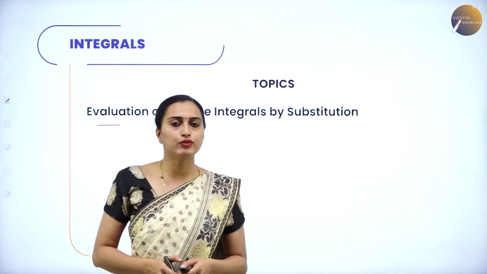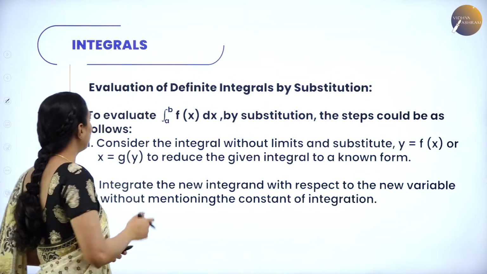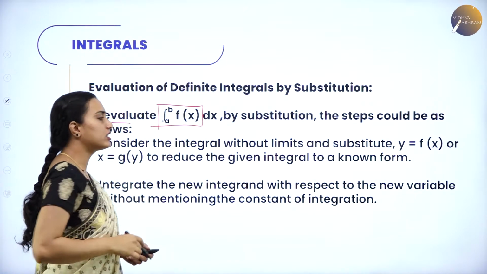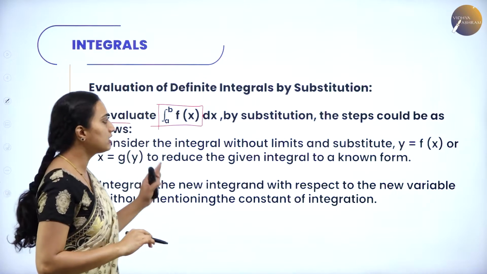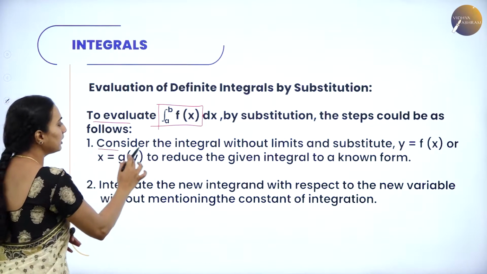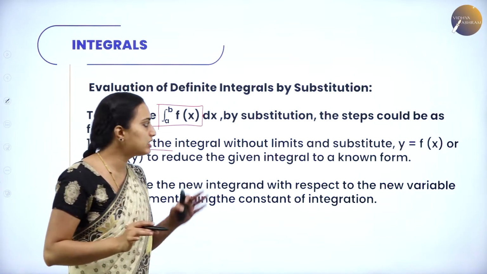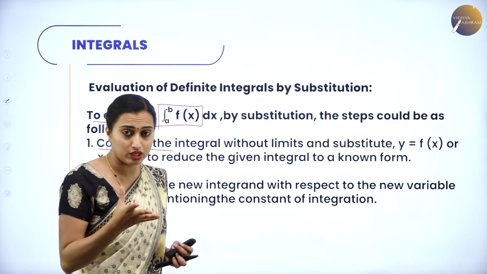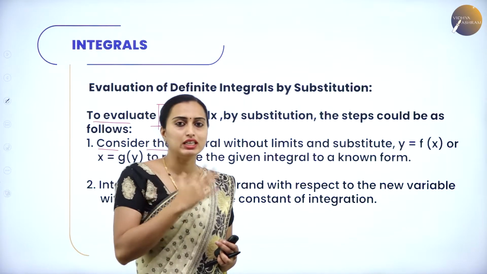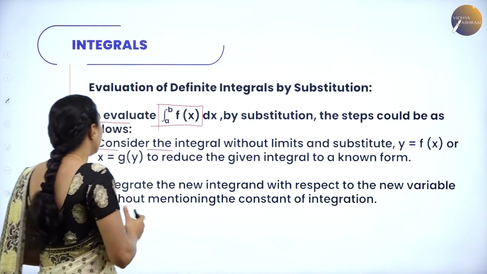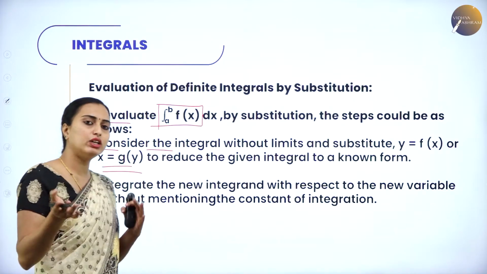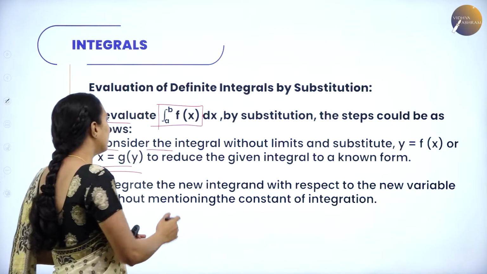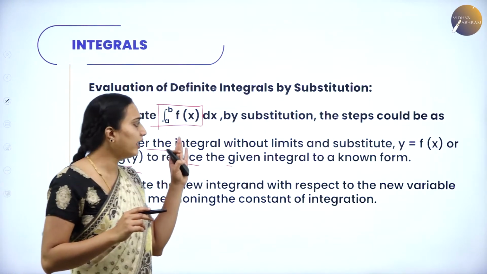Now, what are all the rules for the substitution method? Let us move on. To evaluate the integral a to b f of x dx by the substitution method, the steps are as follows. Consider the integral without the limits and substitute y is equal to f of x. That means whatever you substitute should give the differentiation inside the integral. Or x is equal to g of y. Either in terms of x or in terms of y you can substitute, so as to reduce the given integral to a known form.